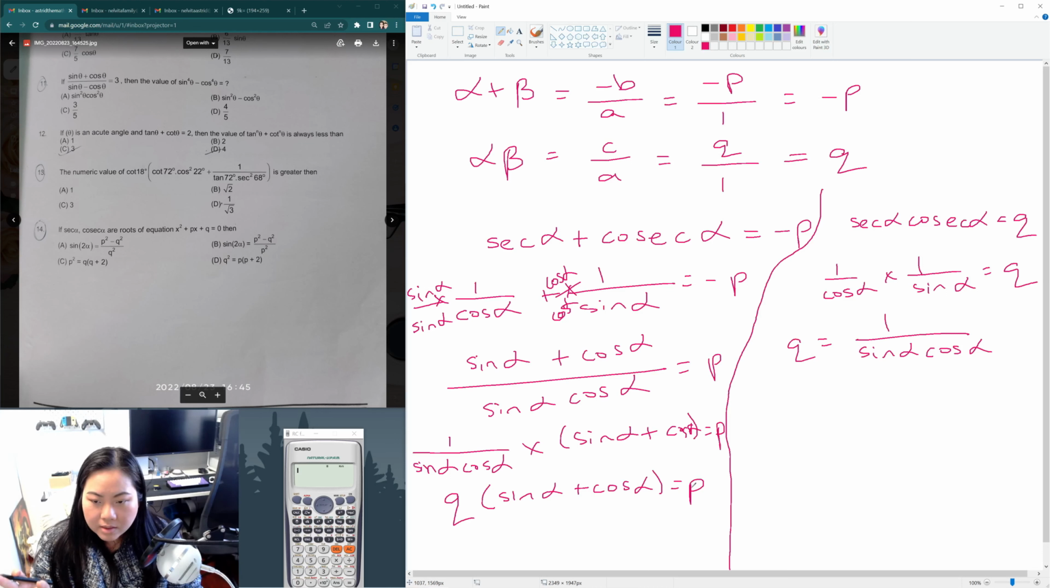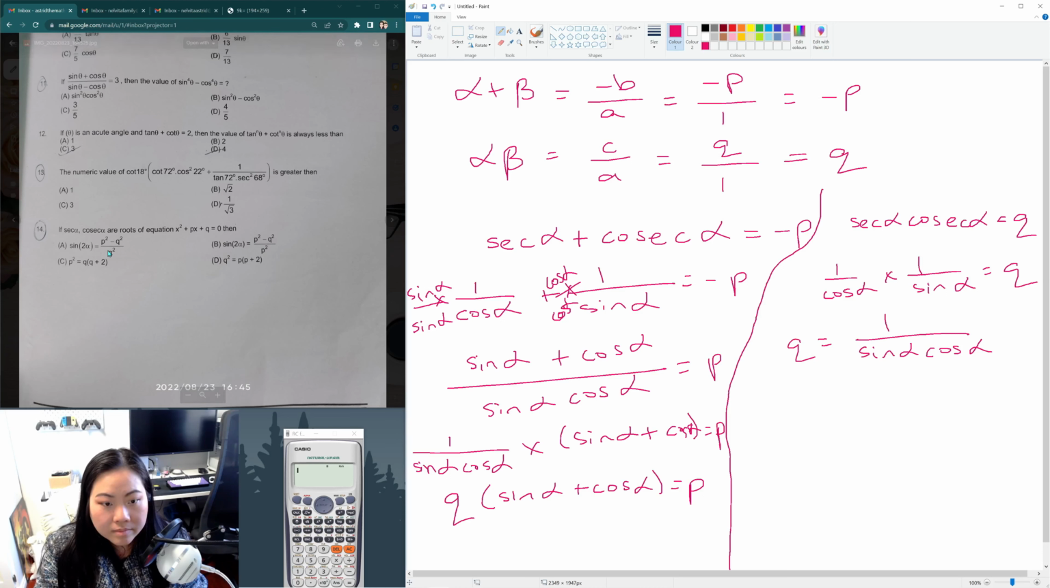Okay, why did I do all of that? I wanted p and q to be in the same equation, because if you look at all the answers, we have p and q together. Before, it was that q was equal to this and p was equal to this. But since I want them both in the same equation, I found a way to substitute the q into where the p is. So now we have p and q in the same equation.